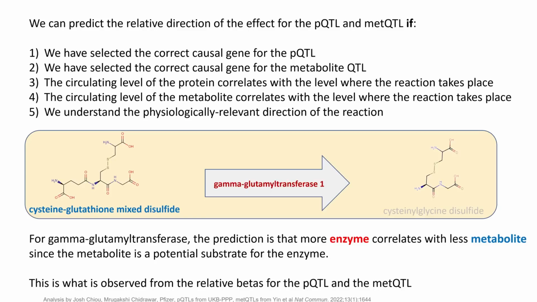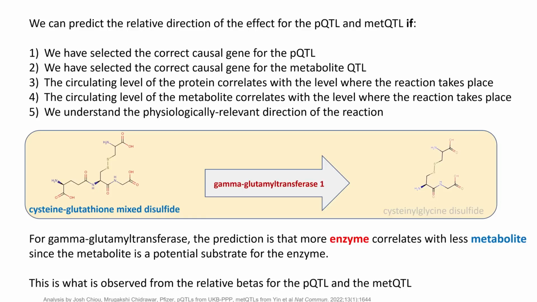This will only be valid if what we happen to be measuring in circulation for the protein and the metabolite has any relevance to where the reaction is actually taking place. And it's only going to be true if I've picked the right protein right from the pQTL and from the metabolite QTL. And of course, enzymes are catalysts, so in theory, they can go in either direction. But in biology, there's usually a favored direction because of how the physiology is going.